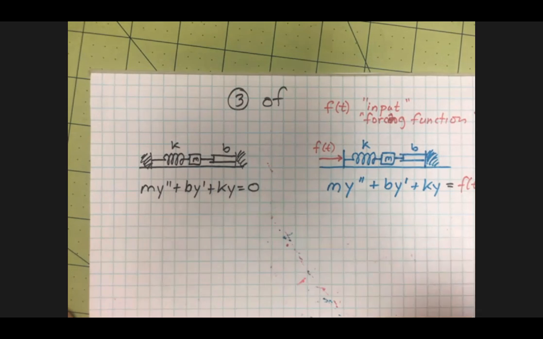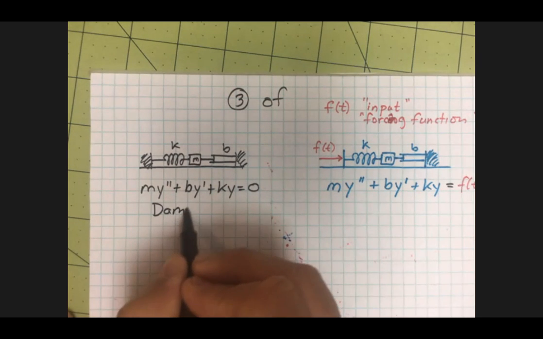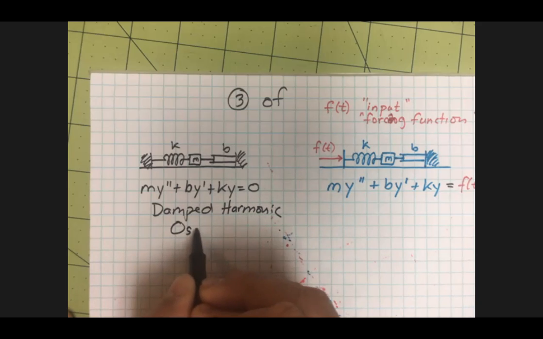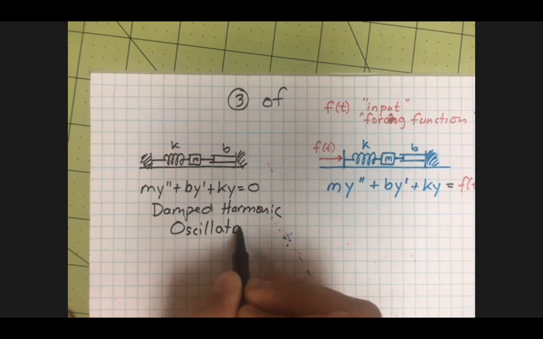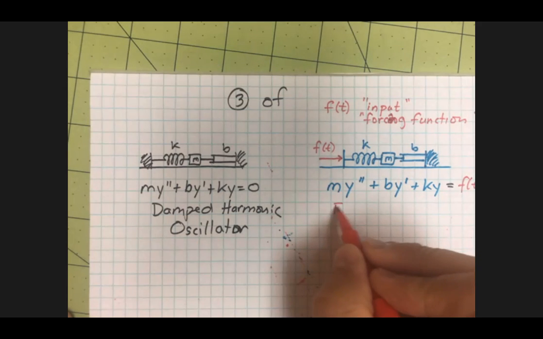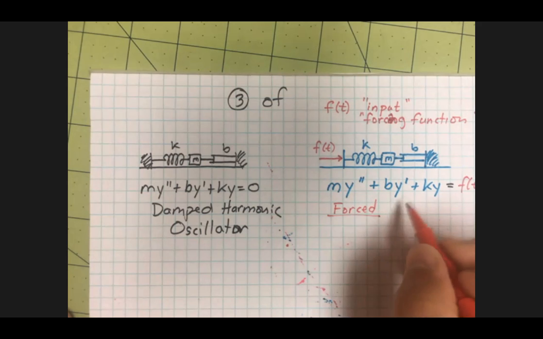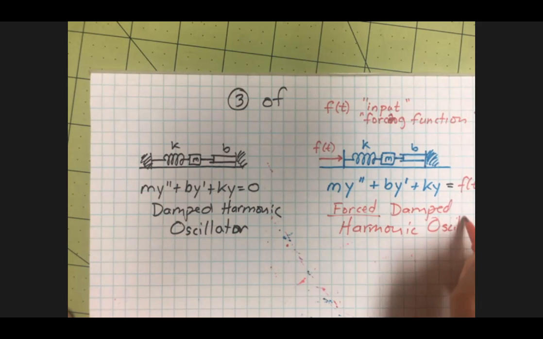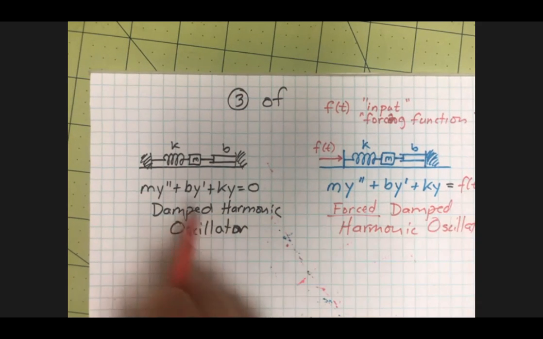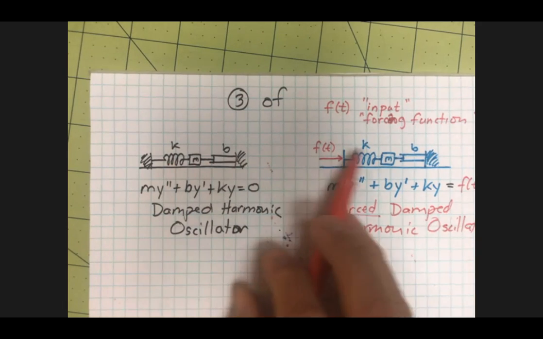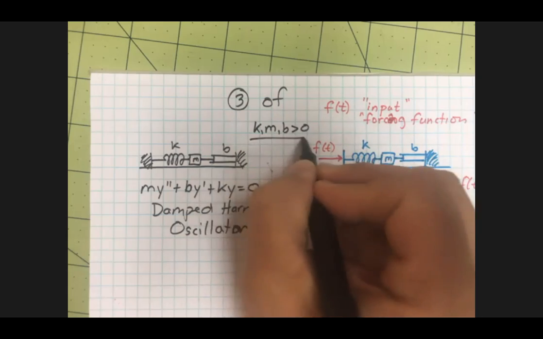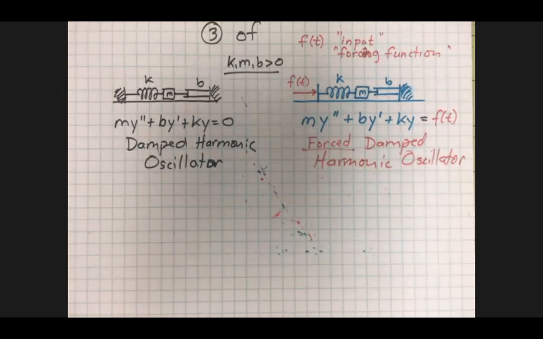So this is the same picture I drew last time. Damped, but I need to put the context together. Harmonic oscillator. And this is a forced, damped harmonic oscillator. And I use the damped harmonic oscillator, K, M, B all positive, because I want to bring your physical intuition into the problem.